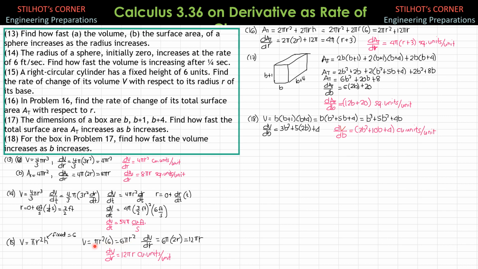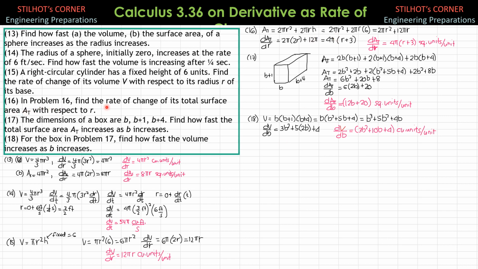So differentiating volume with respect to radius, dV/dr is equal to constant 6 pi times the derivative of r squared with respect to r, which is 2r. Simplifying, that would be 12 pi r, and the final answer would be dV/dr is 12 pi r cubic units per unit, because the numerator is volume, the denominator is radius.